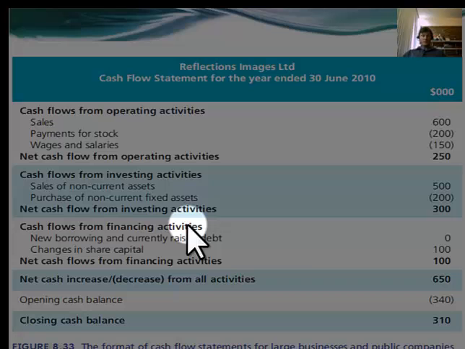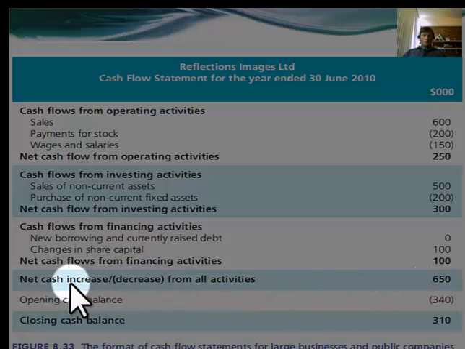Now the last section is financing activities. And they include things like borrowings. You can see here that we haven't had any new borrowings raised, so that's a zero there. Changes in share capital, that involves the amount of capital put in by the owners. In this instance, 100 has come in from the shareholders to increase the cash flow. We can have outflows there as well. For example, if we have drawings by owners, which they basically take out of the business for their living expenses.